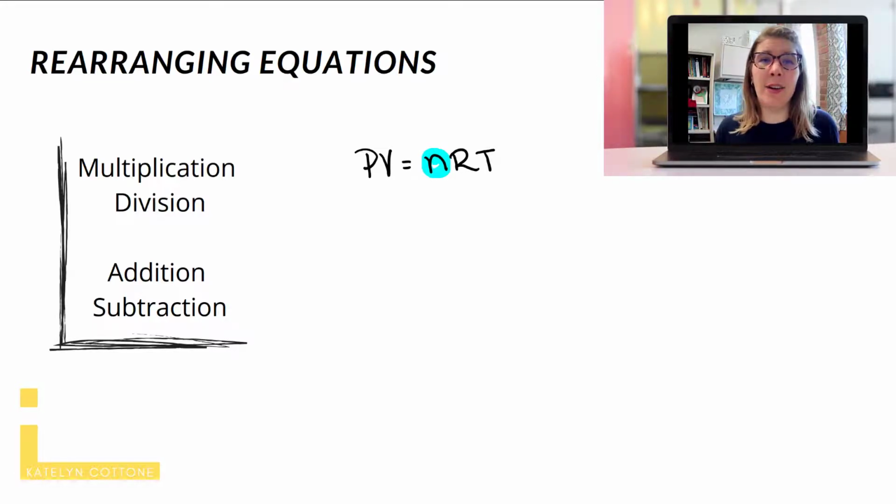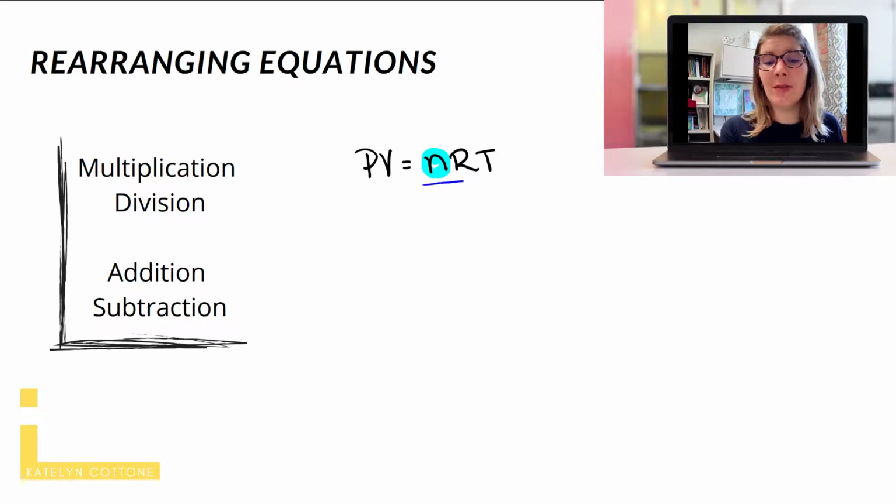So we want to get n alone. In order to get n alone, we have to look at what's happening to n right now. N is being multiplied by r and by t. And so in order to get n alone, we need to do the opposite of multiplication, which is division.